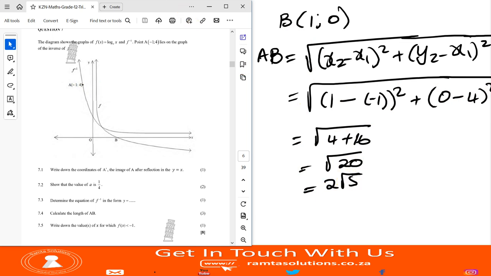But you have calculators, guys. So don't go this route. From here, go straight to your answers. So this is 2 root 5 units. You won't be penalized if you say 2 root 5 units, or you can also leave it in decimal places. It's okay. All right.